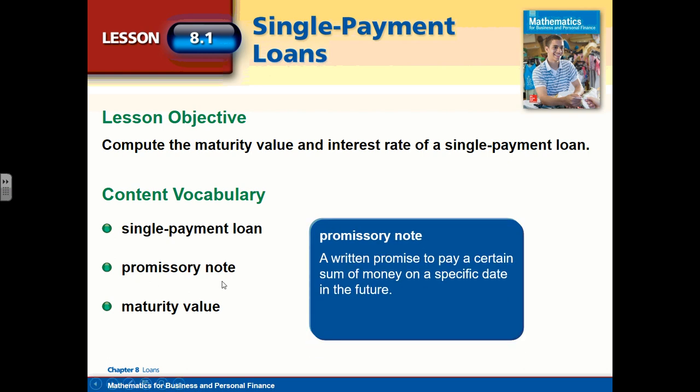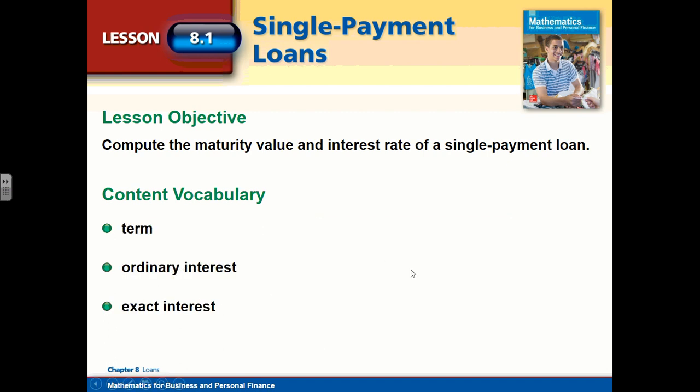A promissory note is a written promise to pay a certain sum of money on a specific date in the future. And maturity value, the total amount you must repay for a loan. If you need more time to write these down, make sure you guys pause the video. So the maturity value of a loan is the total amount you must repay. So that's loan and the interest.